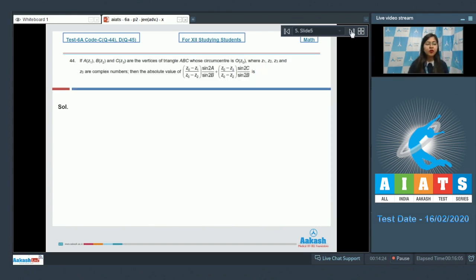Next is question number 44. If A, B, C are the vertices of a triangle ABC whose circumcenter is O, that is Z0, where Z1, Z2, Z3 and Z0 are complex numbers, then the absolute value of this term is what we have to find. So we are given a triangle over here, that is ABC, and its vertices are given Z1, Z2 and Z3.